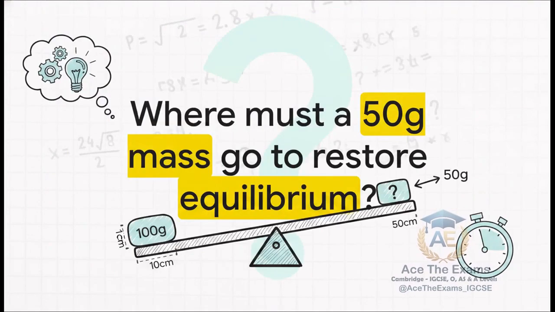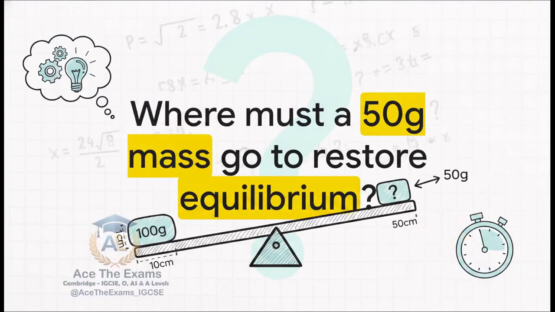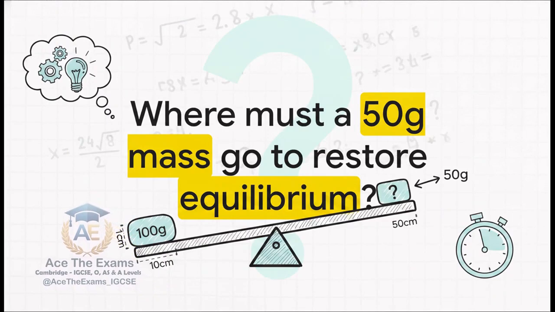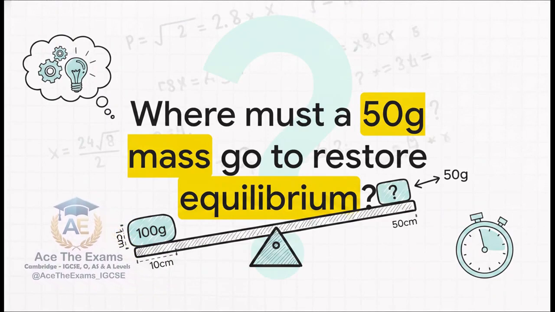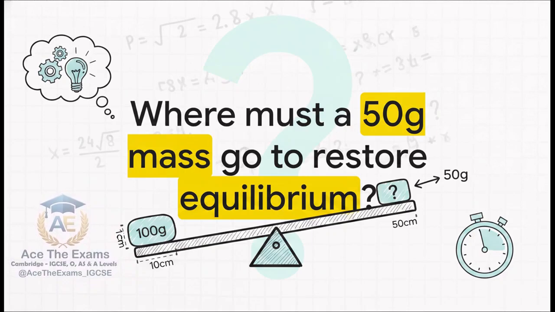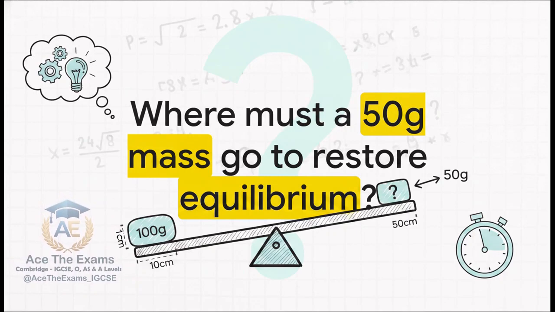Okay, it's time to challenge you. This is a pause and predict moment. Imagine a 100-gram mass is at the 10-centimeter mark of a 100-centimeter ruler, which is perfectly balanced at the 50-centimeter mark. Where must a 50-gram mass go to restore equilibrium? I want you to mentally lock in an answer right now. Test your ability to calculate distance from the pivot in your head. Do you have a number?